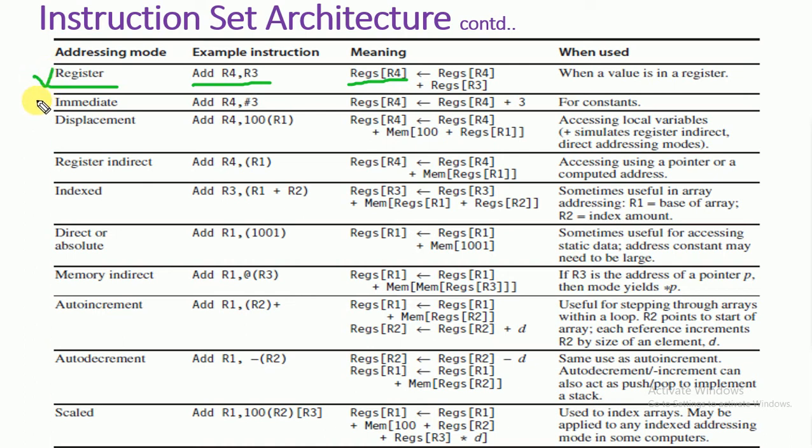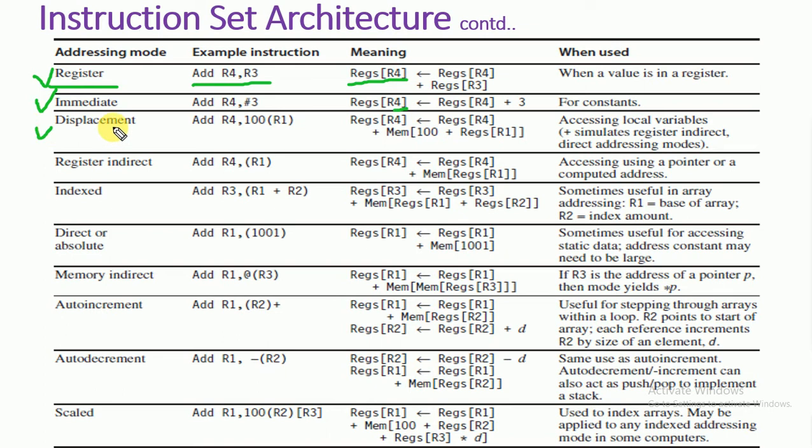Then the second one is immediate addressing mode, where you can see add R4 comma a constant value. Just to indicate it as a constant, it uses a hash. So what will happen? The content of R4 will be added with the value 3 and the result is stored in register R4. So it is for constants.